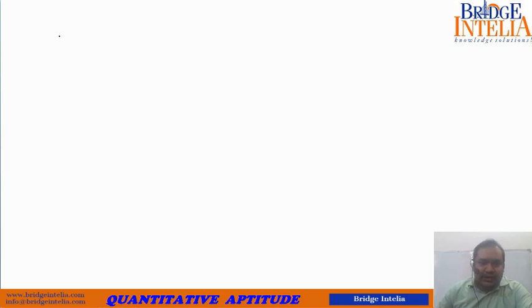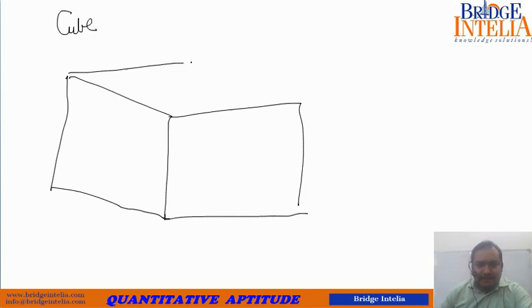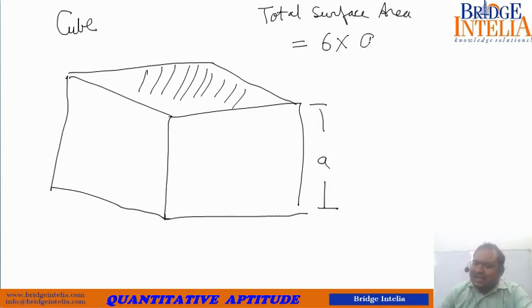So if you talk about the lateral area of a cube, let's first consider a cube. So this is a cube. Let's assume the length of one edge of the cube to be equal to A. So what is the total surface area? Since there are 6 surfaces and each surface is just like a square, 6A square is the total surface area of the cube.